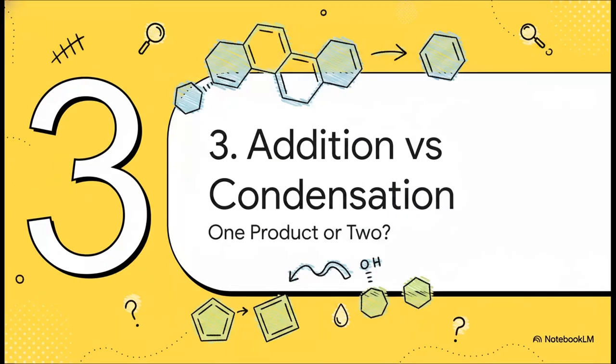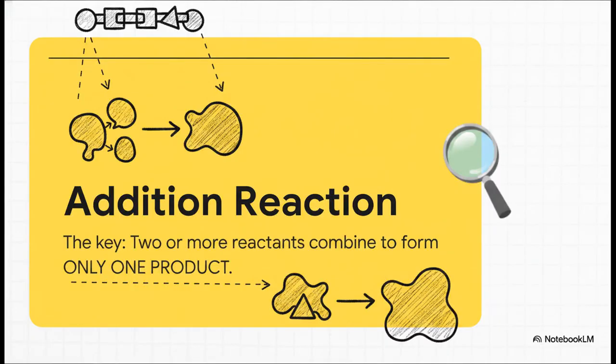Next up, another classic that trips people up, especially in organic chemistry. Addition versus condensation. But you know what? The secret here is actually super simple. It all just comes down to counting the products. Let's start with addition. The rule here is ironclad. You can have two reactants or even thousands of monomers joining together. It doesn't matter. If they combine to form only one, I'll say it again, one single product at the end, it is an addition reaction.